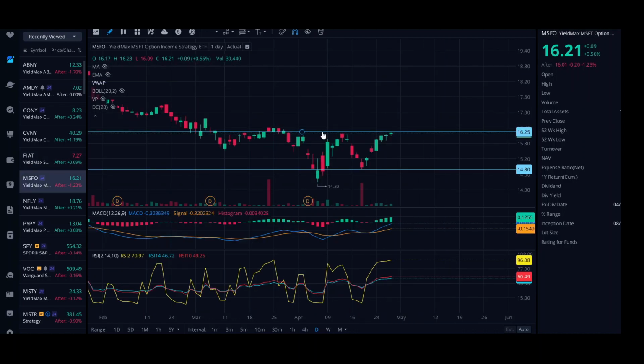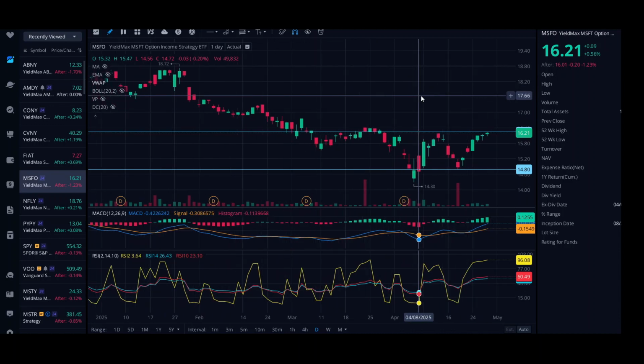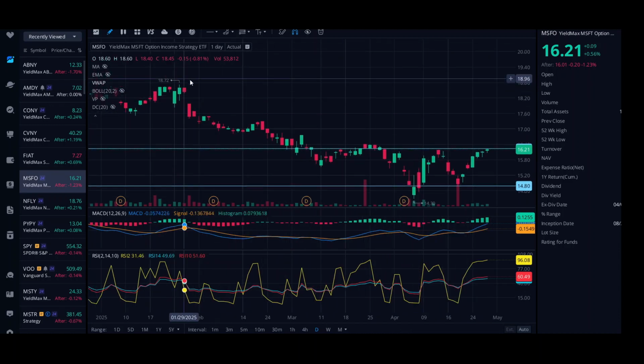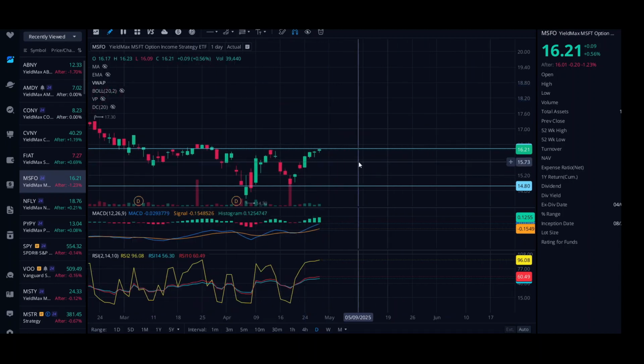MSFO. Right now we are bumping the top of that resistance line up here at 16.25. It closed at 16.21, and we have a resistance at $14.80. We need this one to break above that 16.25 so that hopefully we can get back on up here. It would be great if we can get it back up to about $18.72 there, but let's just work with the first issue at hand, and that's breaking this resistance line here.